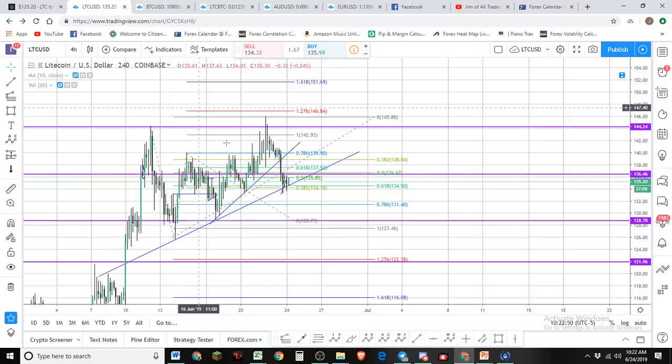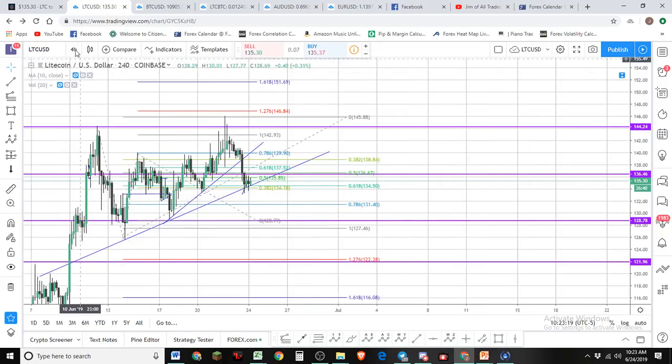But if we go up, I'm having a hard time understanding what the structure actually is. That's quite challenging because of this deep retrace. The only thing I can think of is we've got an ending diagonal working. In an ending diagonal, waves can overlap like this a lot. And so we want to wait and see what we're given there.